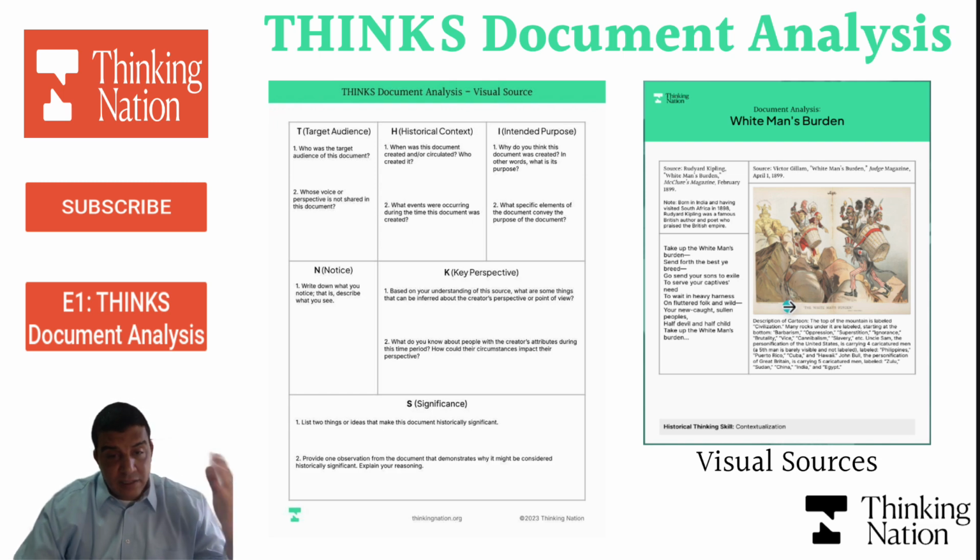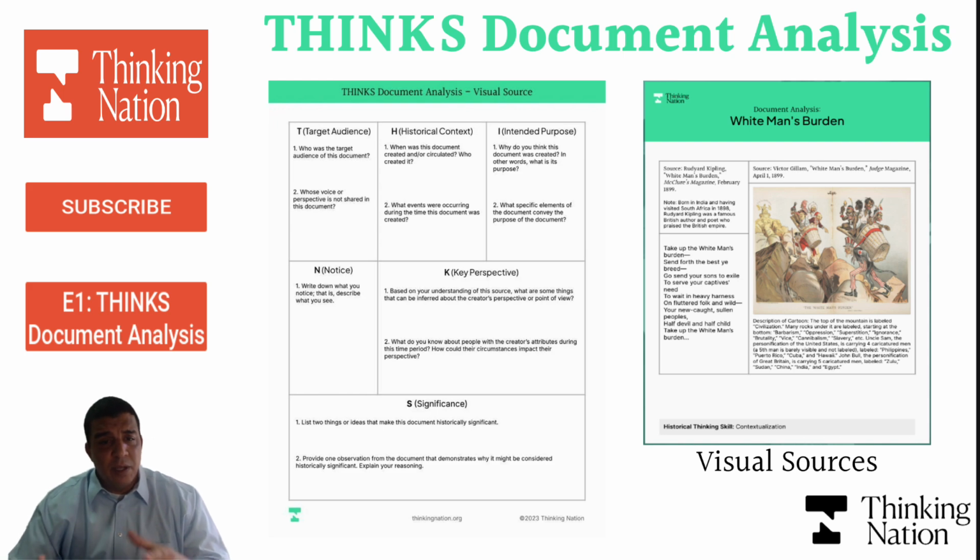Political cartoons tend to be some of the most famous, most used documents. But you can have artifacts, you can have art, you can have pictures, different types of things. And this document analysis sheet helps students go through visual sources. And again, you as a teacher can go through it together with them and so on. So I'll tell you how I use these.